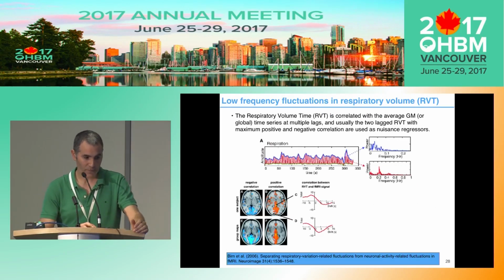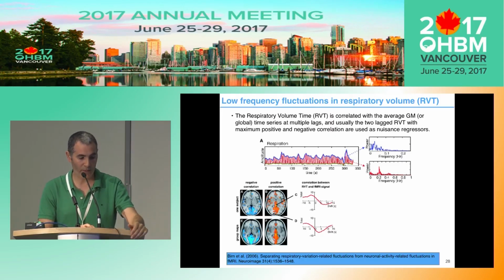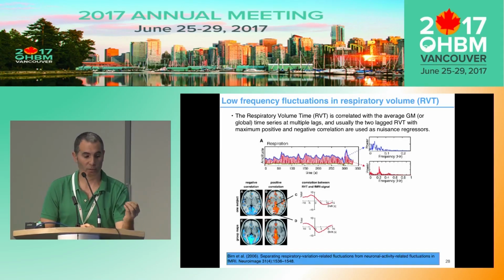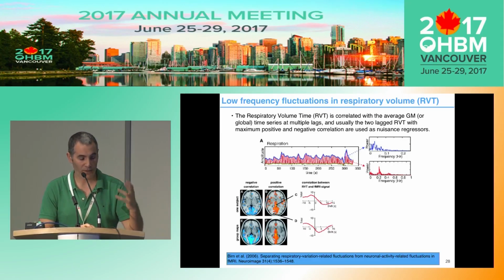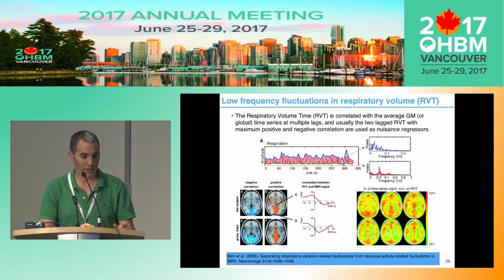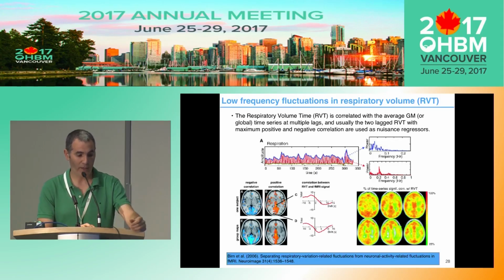And what you do with this, once you have estimated the envelope of the respiration, then you compute the correlation with the average signal in the brain at multiple lags. And then you identify the two lags that have the maximum positive and negative correlation, and then you can add those two lags in your model as noise regressors in order to explain some variability of your data.